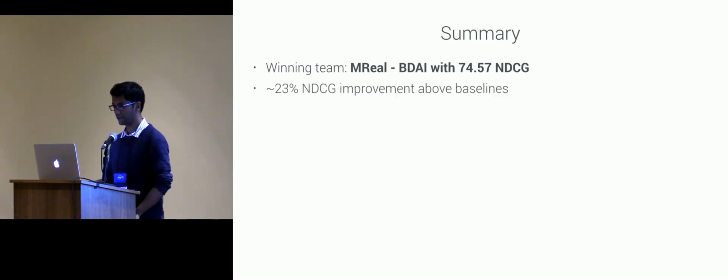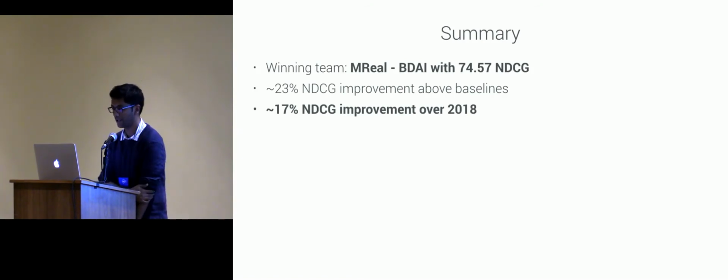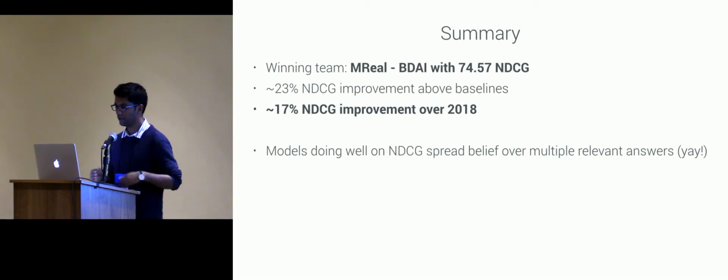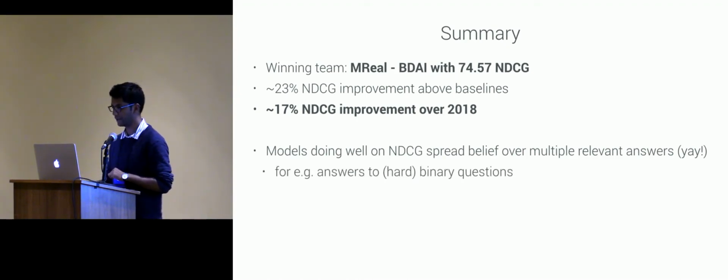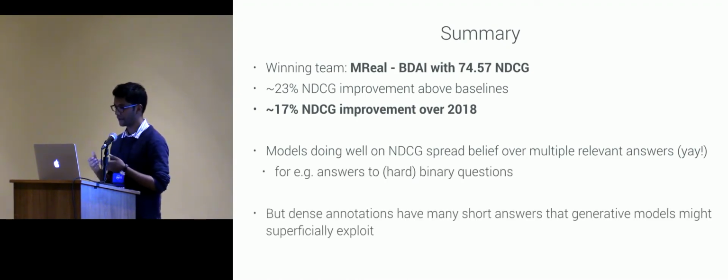To summarize, the winning team this year had an NDCG score of 74.57. This is a 23% improvement over baselines and a 17% improvement over last year's challenge winner. We see that models doing well on NDCG spread belief over multiple relevant answers, which is desirable for a task like Visual Dialog. But of course, these dense annotations have many short answers that generative models might learn to superficially exploit. Since there is value in developing generative models for Visual Dialog, if we are interested in building models that can generate rich, diverse, longer answers, then NDCG might not be the best metric to be looking at.